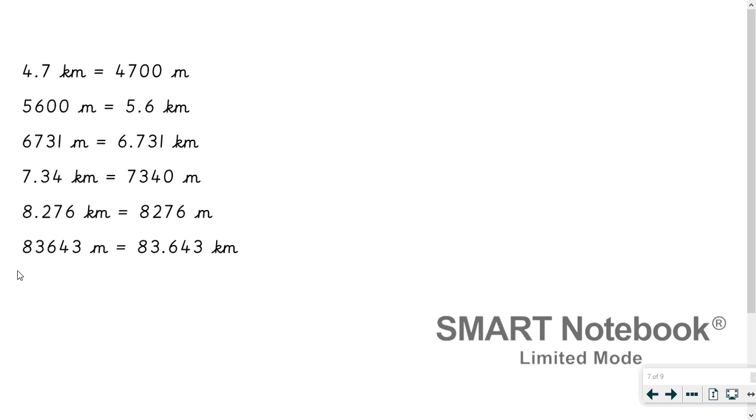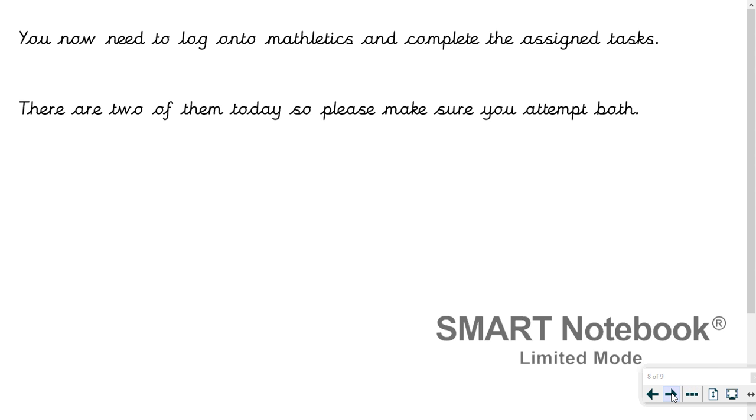And 83,643 meters was no trickery, but it's a bigger number. You just had to remember how many jumps to do. So it'd be 83.643 kilometers. So hopefully we're all okay with that and using the timesing and dividing method we've been practicing.